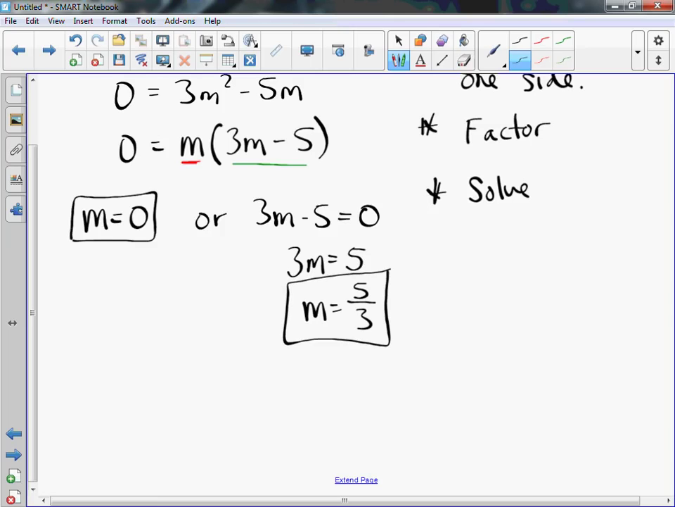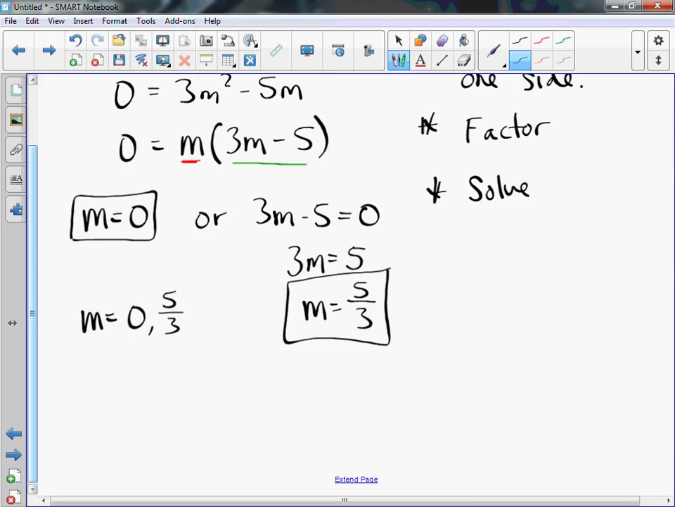Okay, so our solutions, and we can write it this way, m equals 0, comma, 5 thirds. You can put the comma in there, you can put an or in there. Okay? So that's an introduction to factoring using the distributive property.